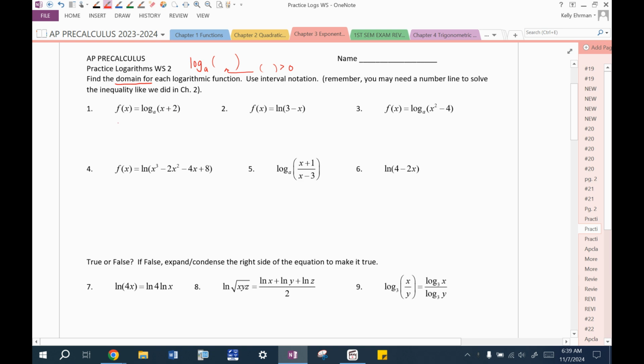So for the first one, x plus 2 needs to remain greater than 0, x greater than negative 2. So the domain for this one is negative 2 to infinity.